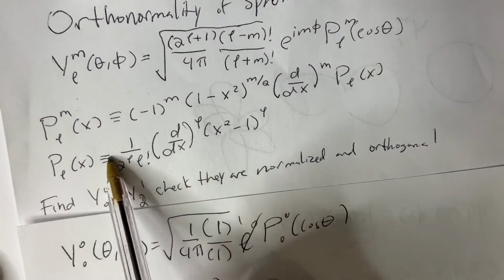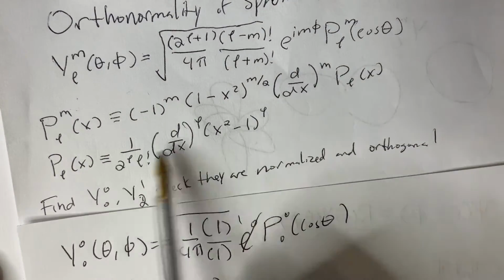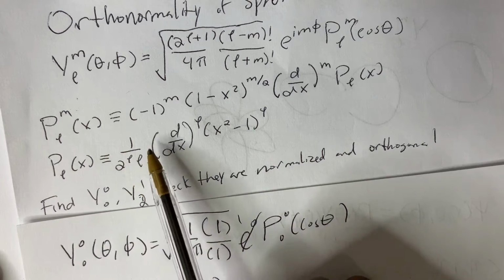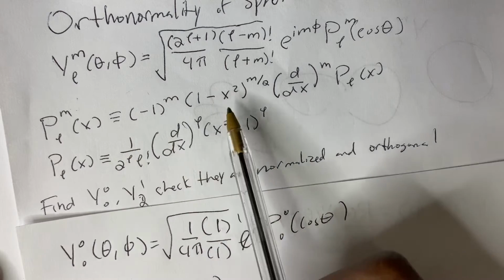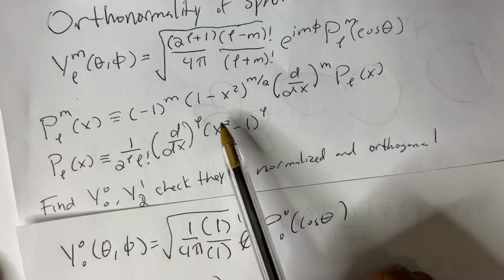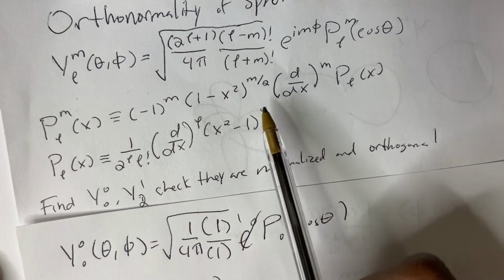Well, P naught of x, here's P_l of x. You just plug in 0 here. So 2 to the 0th is 1. 0 factorial is 1. This whole thing is 1. 0 derivative, so no derivative at all. All this raised to the 0th power, that's also 1.